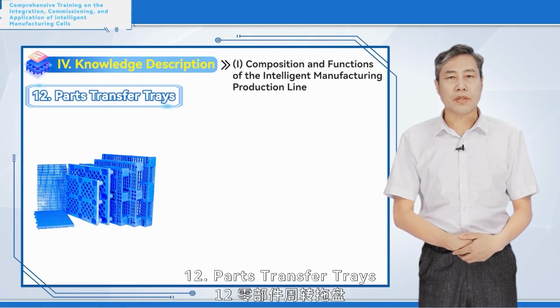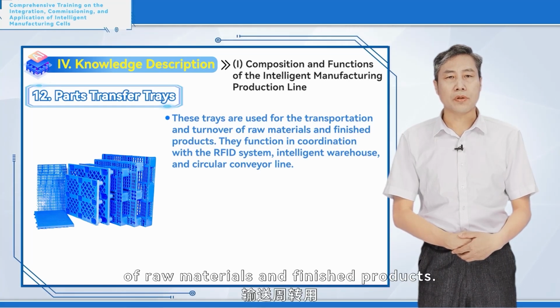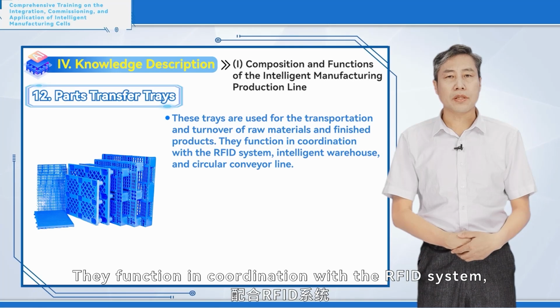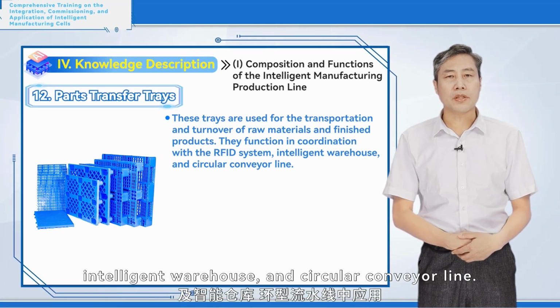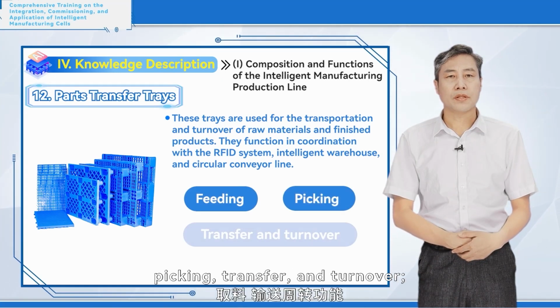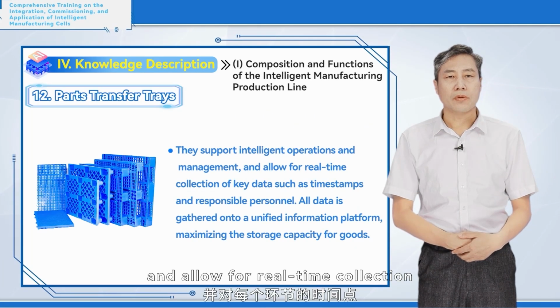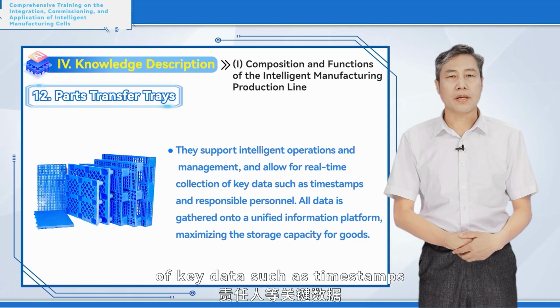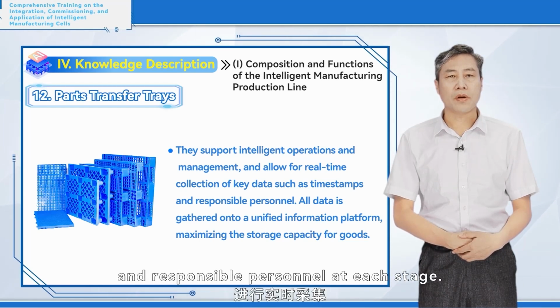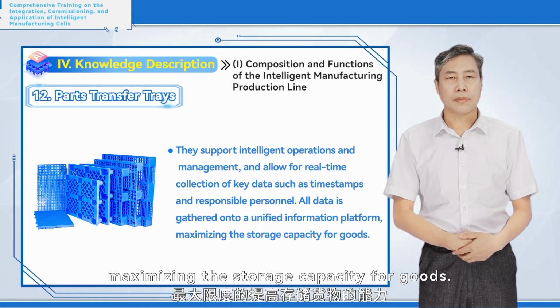12. Parts transfer trays. These trays are used for the transportation and turnover of raw materials and finished products. They function in coordination with the RFID system, intelligent warehouse, and circular conveyor line. They enable functions of feeding, picking, transfer, and turnover, support intelligent operations and management, and allow for real-time collection of key data such as timestamps and responsible personnel at each stage. All data is gathered onto a unified information platform, maximizing the storage capacity for goods.